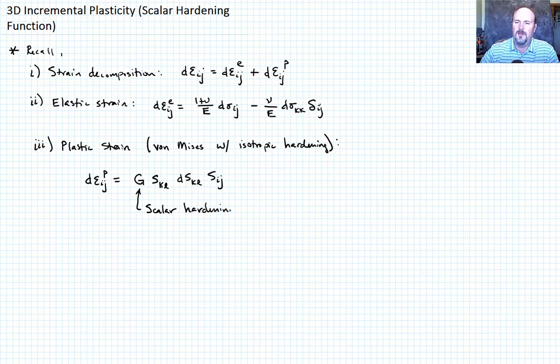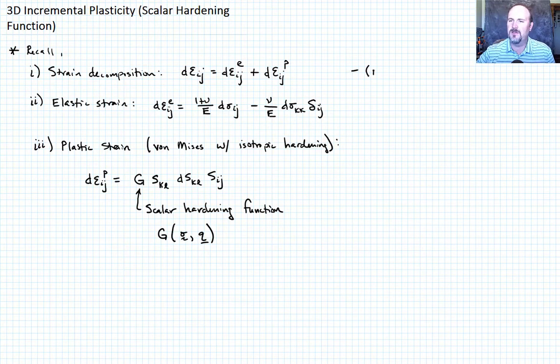Okay, and if you think back to when we first developed it, we restricted it and said that it must be a function of potentially sigma and our internal variable state q, but not of d sigma. So we had already gone through those. Let's go ahead and number these equations: equation 1, equation 2, and let's call this equation 3. So we want to ask the question, how do we compute g? What is this scalar hardening function?